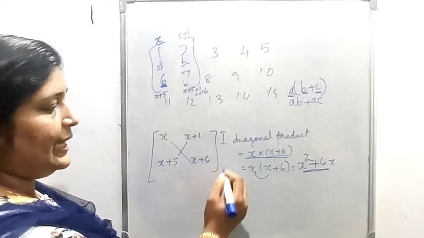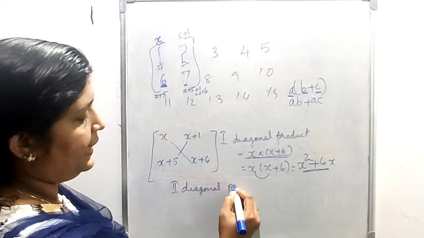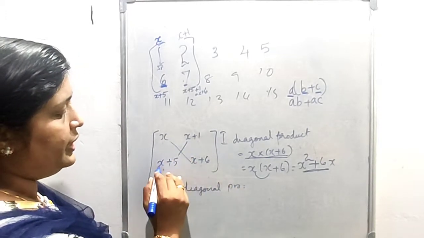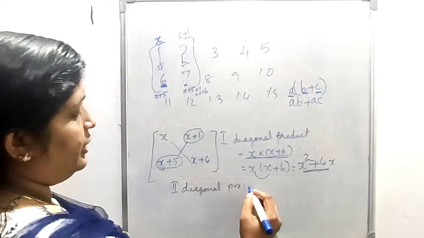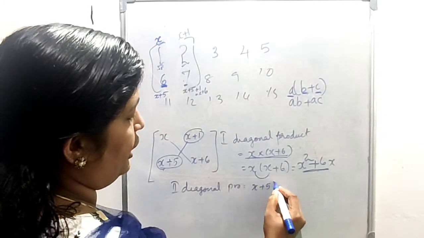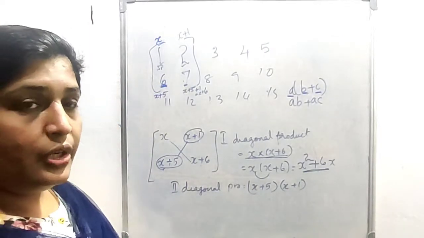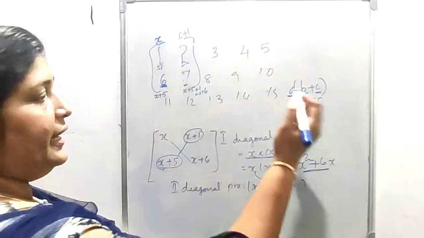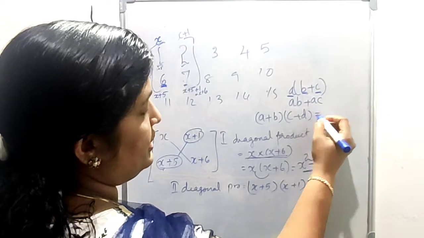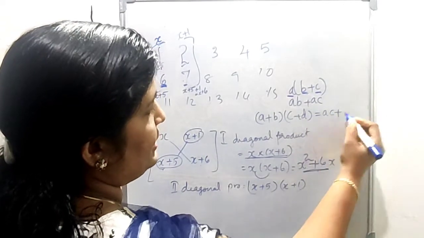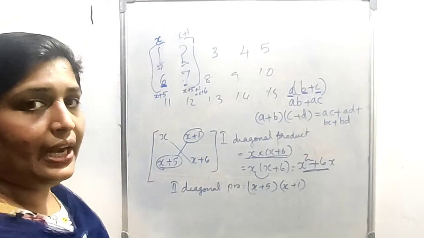Now I am going to find out the second diagonal product. What is the second diagonal product here? Two numbers are here. One is x plus 5 and the other is x plus 1. So what is the product of x plus 5 into x plus 1? How can we expand this? Using our second identity. Do you remember the second identity? A plus b into c plus d is equal to ac plus ad plus bc plus bd. This is our second identity.